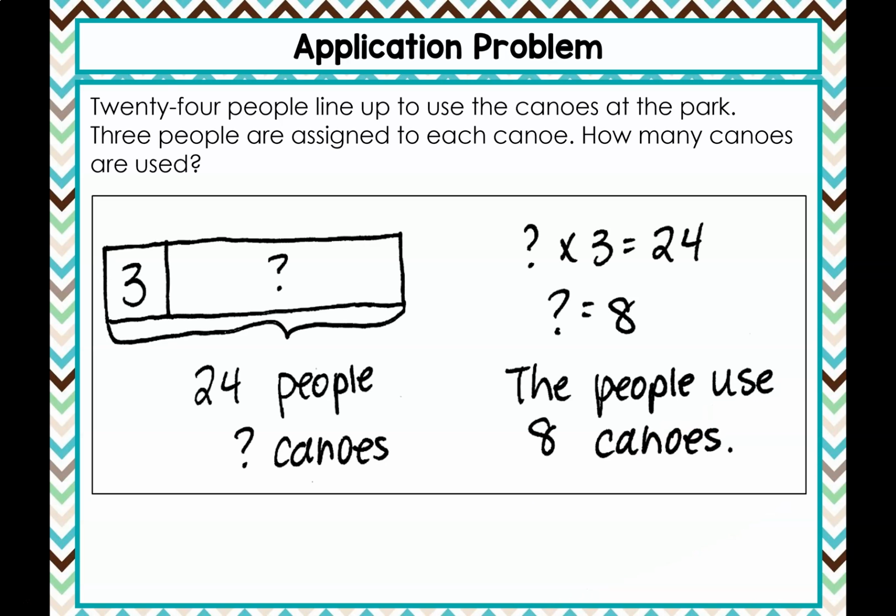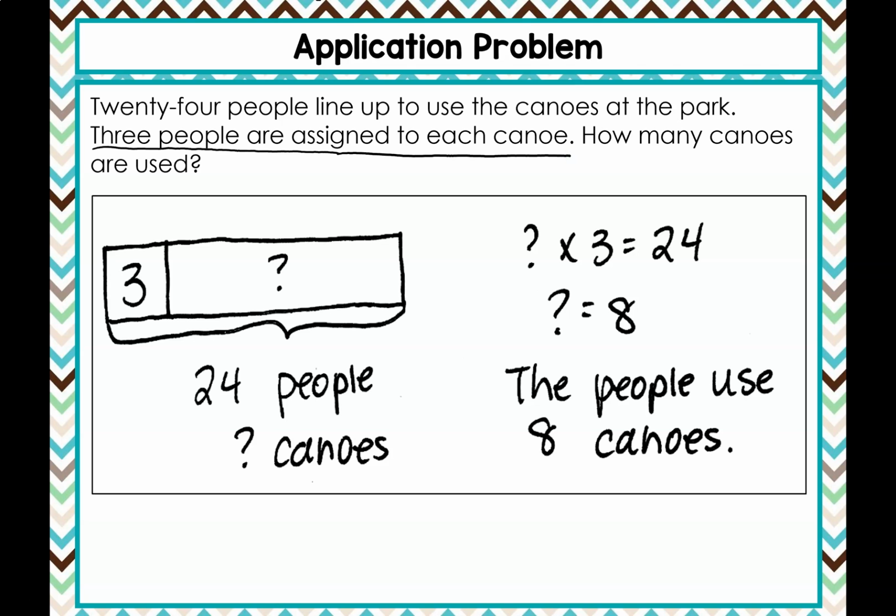Alright, so I have my tape diagram over here. They broke the problem down for us here, and they said question mark times 3 equals 24. Okay, so where did they get the 3? Well, if we look back in the problem, it says 3 people are assigned to each canoe.